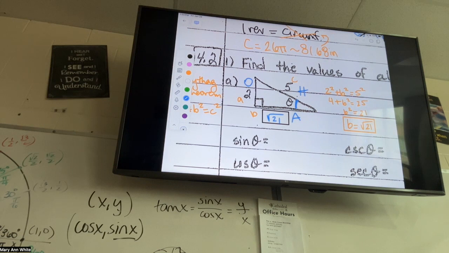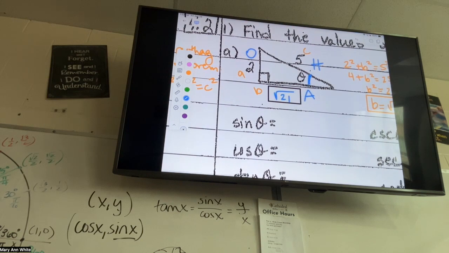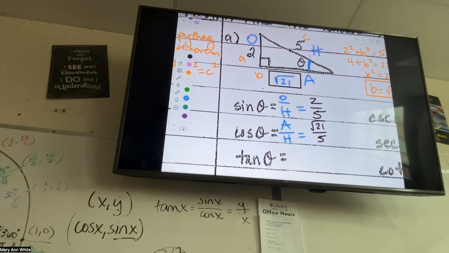Okay, wait, now we've got all of our sides. Can we do sine, cosine, tangent? What's my sine going to be for this shape? Good, O over H, which is going to be 2 over 5. Cosine is going to be what? A over H. So root 21 over 5. And what about tangent? Tangent is going to be O over A, which is 2 over root 21.